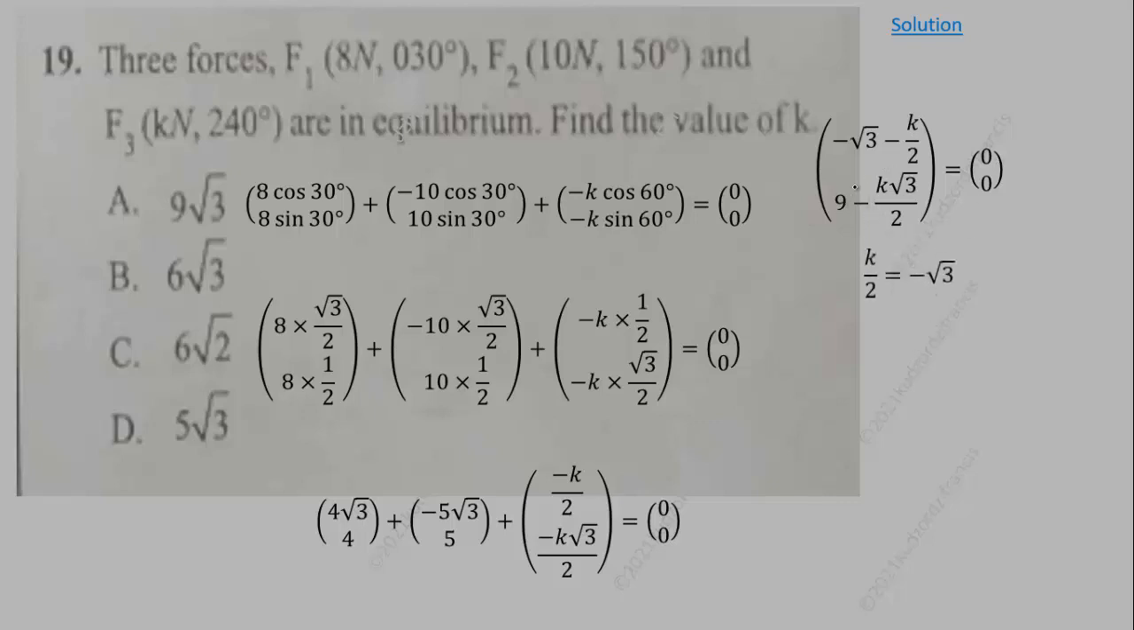We have k over 2 equal negative root 3, and that will give us k equal negative 2 root 3. Then we have the vertical component also giving us k root 3 over 2 equal 9, and that will give us these results, 6 root 3 magnitude. So that's corresponding to B over here.